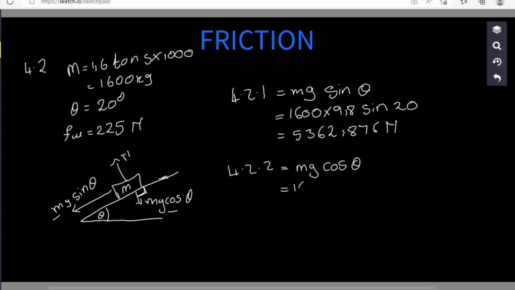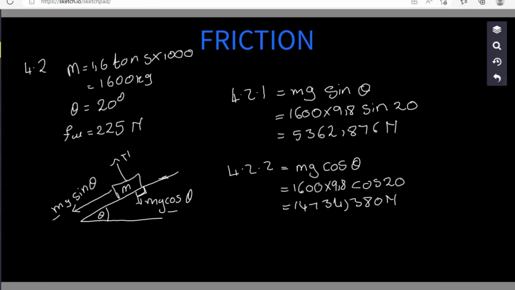Our m is 1,600. Our gravitational acceleration 9.8, and then we have cos, and then our slope theta is 20 degrees. And according to my calculator again, I got that this is equal to 14,734.380 Newton.